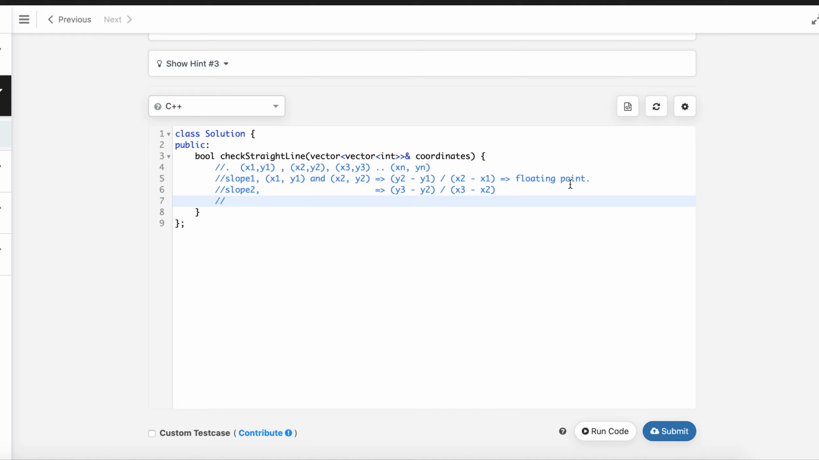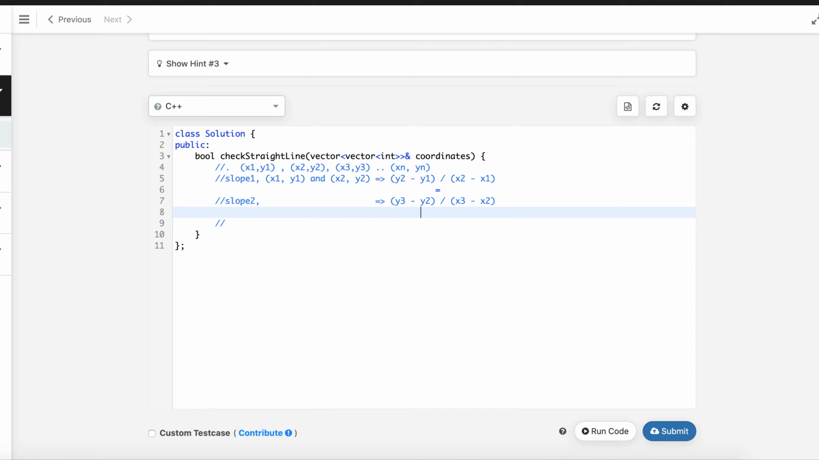So instead of doing this floating point calculation, which may give us precision issues, we can compare 3 points in a line together. We can do the calculation by just comparing these two. If these are equal, then the two slopes will be equal, and we can proceed further to the other points.